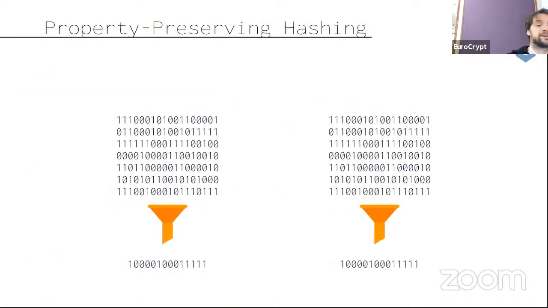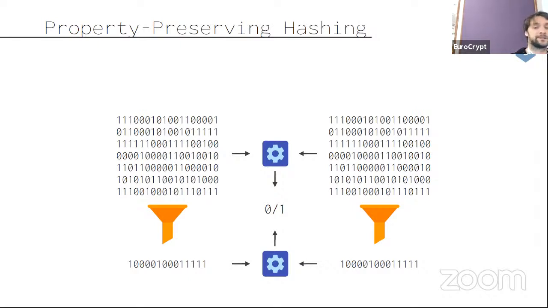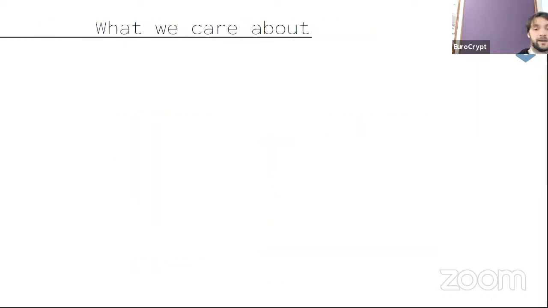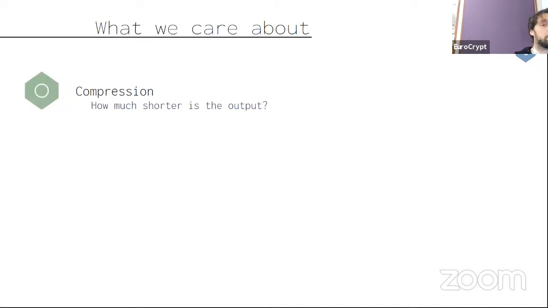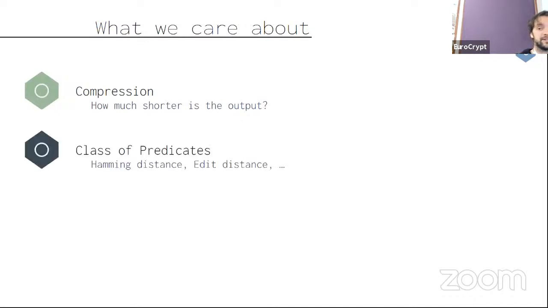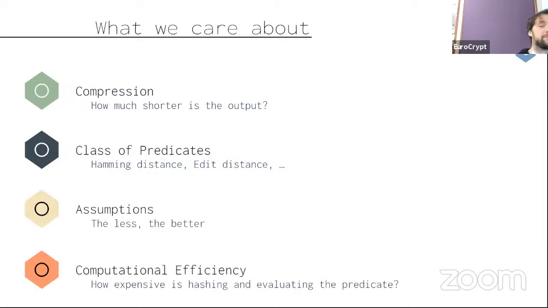This is basically what robust property preserving hash functions do. They generalize the notion of collision resistance from equality to other, more general predicates. If we evaluate a predicate on the inputs, or a related predicate on the hash values, then we should always get the same output. So there should not be an adversary who can find two inputs such that the predicate evaluated on the inputs and the predicate evaluated on the hashes give a different answer. For instance, it could be something like Hamming distance: were the original strings close in distance or were they far apart? There are several features that we care about. Ideally we would like our hash function to be as compressing as possible, the class of predicates to be as general as possible, with fewer assumptions, and ideally also concretely efficient beyond just polynomial.